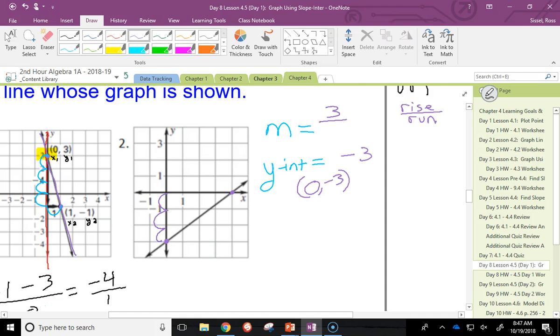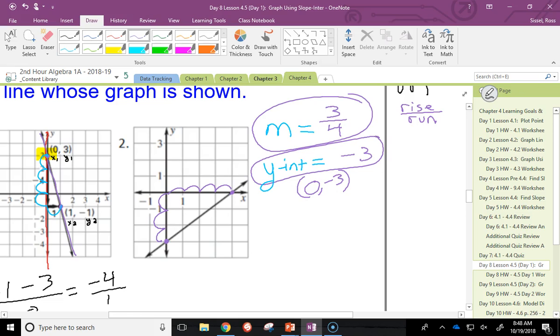My run is how many? 4. 1, 2, 3, 4. That is my slope. This is my y-intercept. So, I love when I see that.